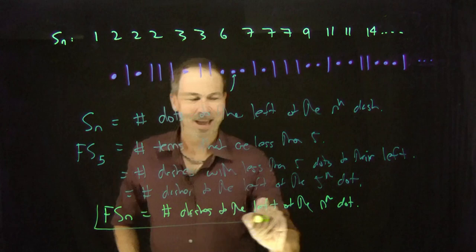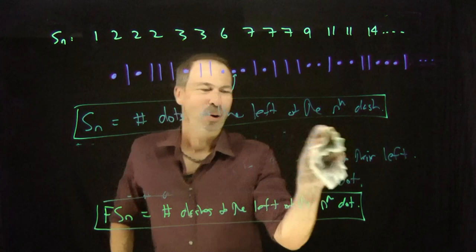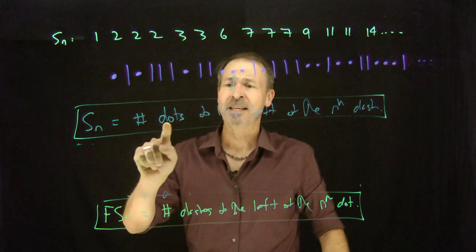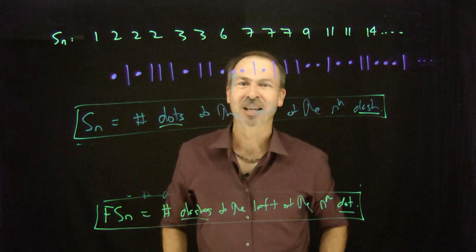I love that. Because when I compare it with the original statement, there's magic to notice. But let me get rid of the middle stuff, that's going to confuse things. In the original sequence, my picture has the nth term of the original sequence as the number of dots to the left of the nth dash. In the frequency sequence, I want the number of dashes to the left of the nth dot. The roles of dots and dashes have interchanged.